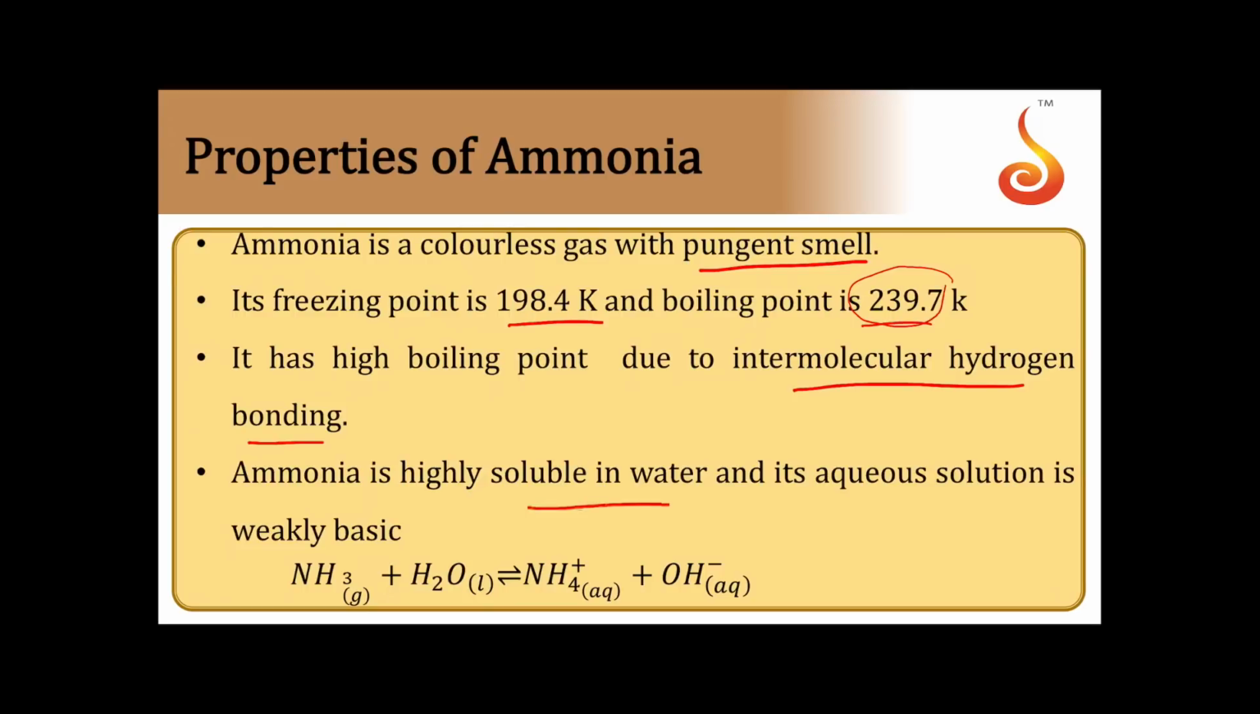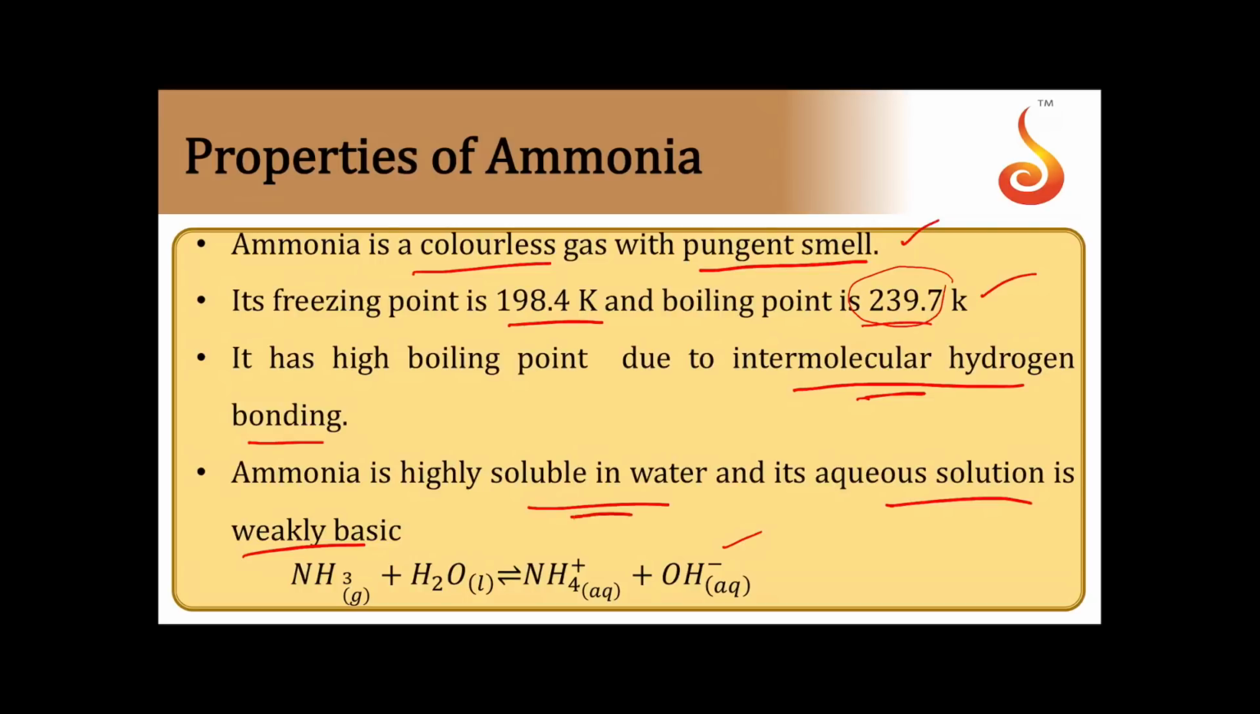Ammonia is highly soluble in water, again because of hydrogen bonding, and its aqueous solution is weakly basic. It contains OH minus ions. When NH4OH is there, it forms OH minus ions. So ammonia is a colorless gas having a pungent smell, and has a higher boiling point because of intermolecular hydrogen bonding.